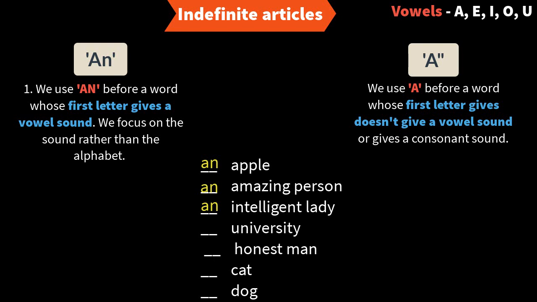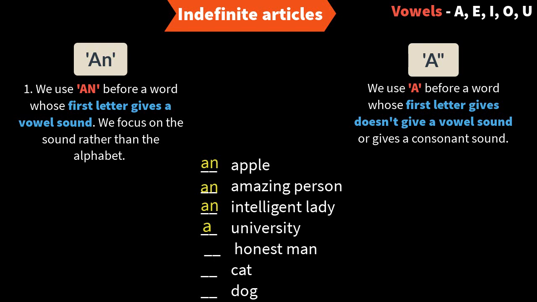Let's look at the next word, university. When we look at this word, the first letter, U, is a vowel, right? But when we pronounce it, it does not give a vowel sound. It is pronounced as university, ya. And ya is not a vowel. So we'll say a university, not an university. Because the very first letter of this word does not give a vowel sound. We do not care about the letter, we care about the sound of the very first letter. Getting it? Okay.